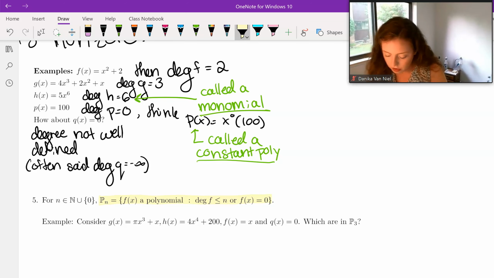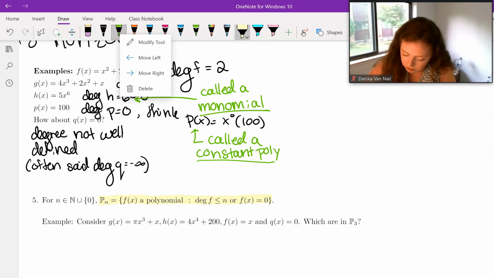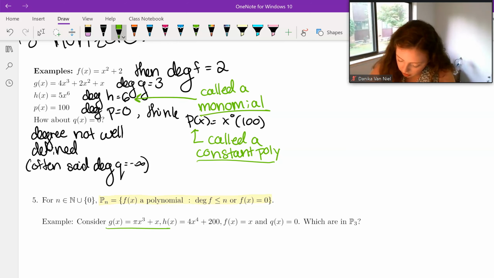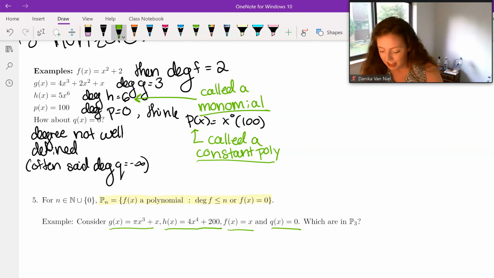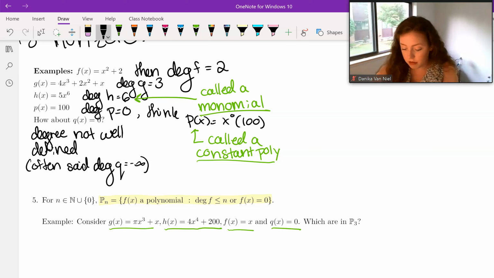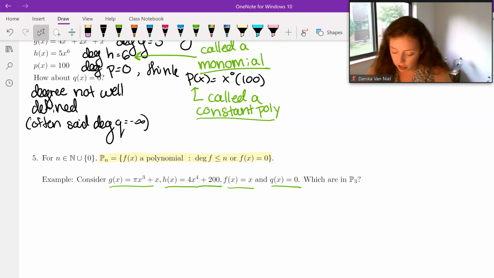Consider, so I have four different polynomials here. So we have G, we have H, F, and Q. Oops, we have 4. So which of these are in P sub 3? Okay, so you can pause this video and you can check that out.